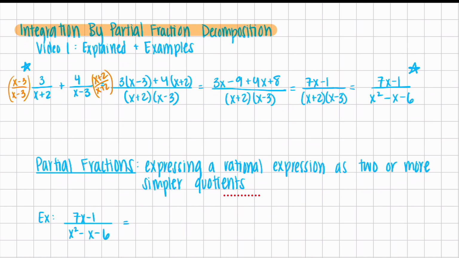What partial fractions is, they give you an integral and they say integrate this, and note that u substitution wouldn't work. Our u, we would maybe try x squared minus x minus 6. That would make our du 2x minus 1 dx, and this is 7x minus 1. So u sub doesn't work.